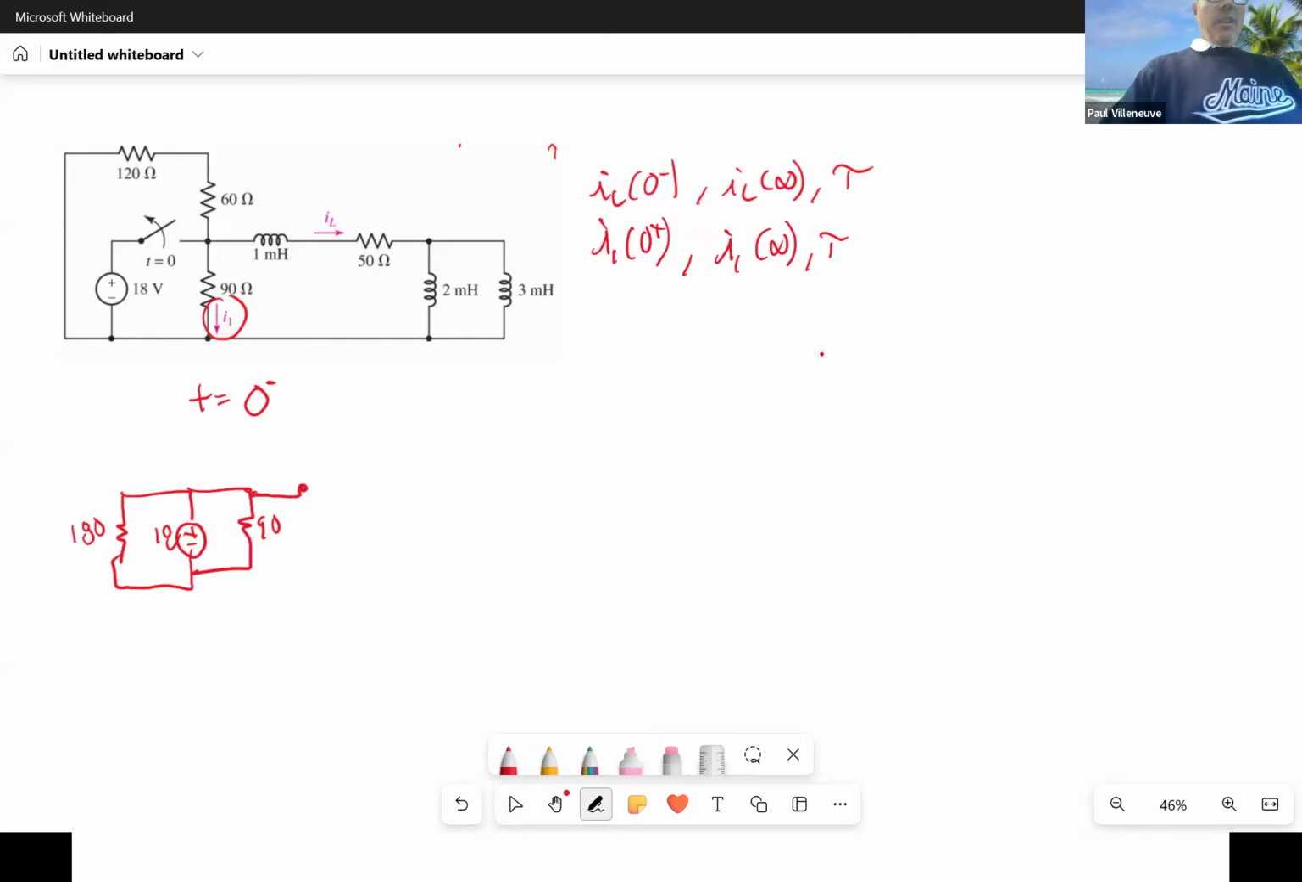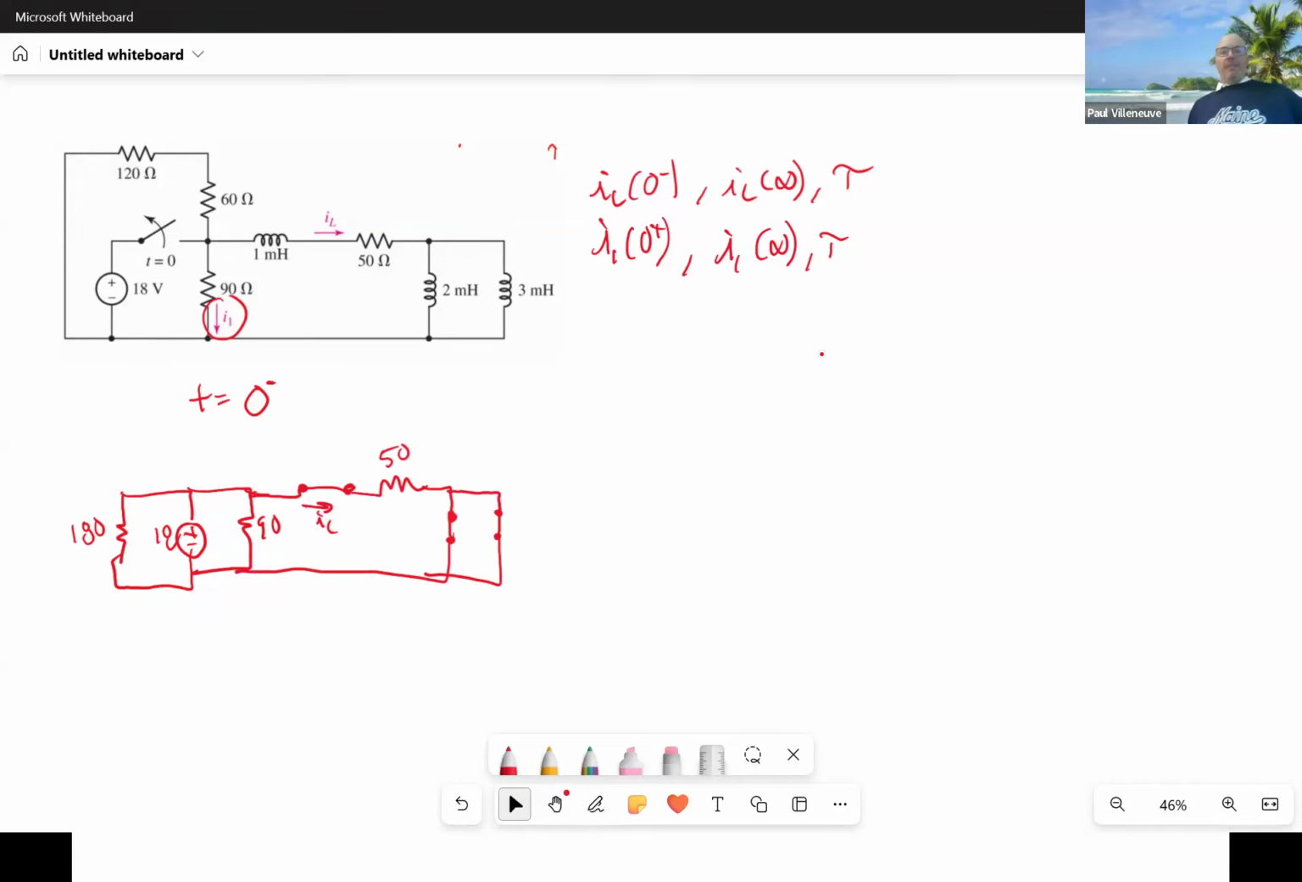This is a short circuit because there's no more changing current, right? There's no voltage developed. I have a resistor. I have a short circuit, and I have another short circuit. And I'm looking for that IL right there.